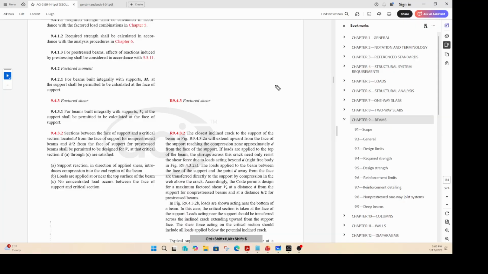Now how do you calculate your factored moments? You get the factored moments from the factored loads. How do you get the factored loads? You have a dead load, let's say 100 psf. You have a live load, let's say 100 psf. Then you get a factored load, which is 1.2 dead plus, let's say, 1.6 live.